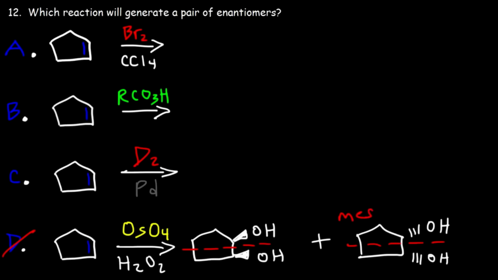That's a meso product. Now what about answer choice C? Deuterium works the same way as hydrogen. Deuterium will add across a double bond, turning it into a single bond. And the reaction proceeds via syn addition, which means the 2 deuterium atoms will be on the same side. So therefore, this will generate a meso product as well. So you get a single product.